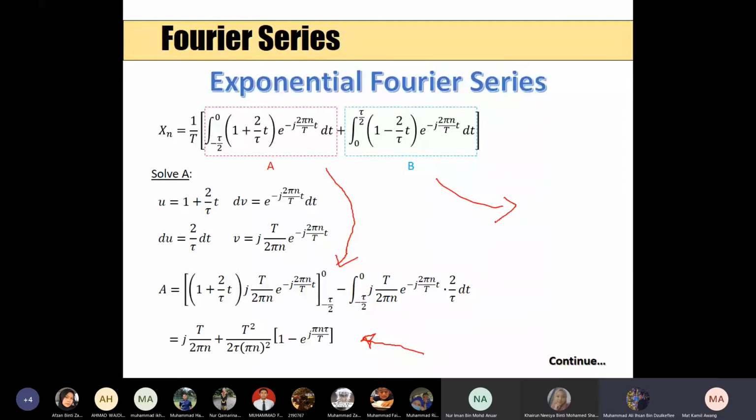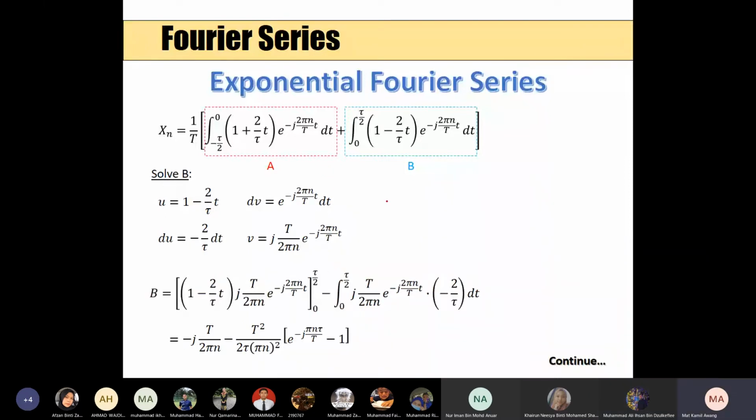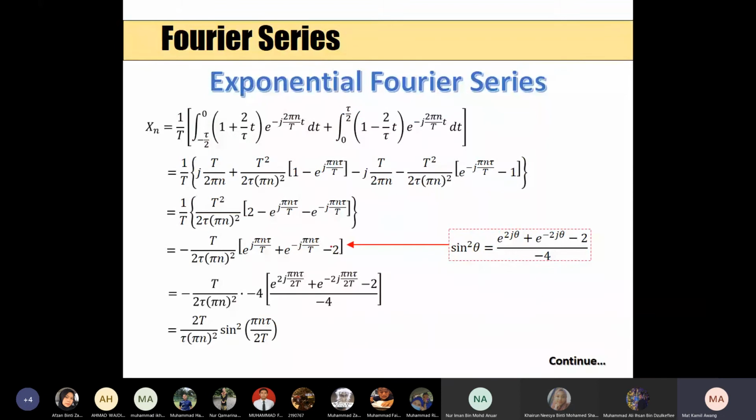Now we go to the second part. For the second part, same thing. We do the variable substitution. Then you do the integration. This. Right? So now you add both, and you use the Euler formula, and you substitute this part with this. So you get 2T over tau pi n square, sine square pi n tau over 2T.